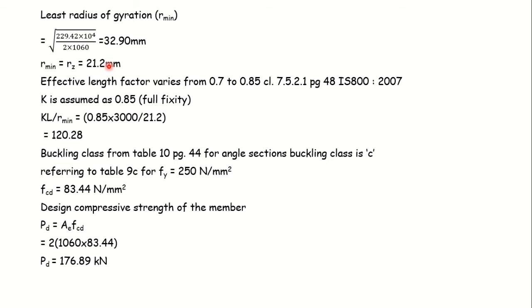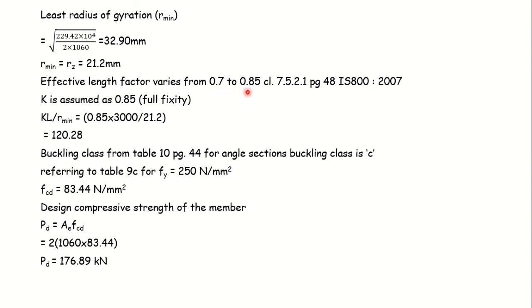Now what will be the effective length? In the clause 7.5.2.1, page 48 of IS 800:2007, we have seen that the effective length in case of a double angle section varies from 0.7 to 0.85 times the unsupported length. So depending on what amount of fixity we have at the end connections, we will have to choose the value of this K, which varies from 0.7 to 0.85.